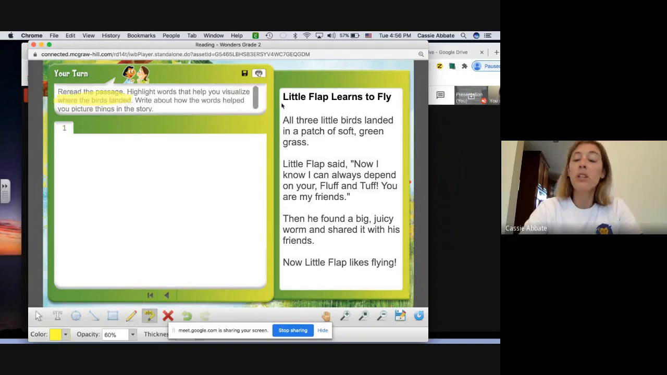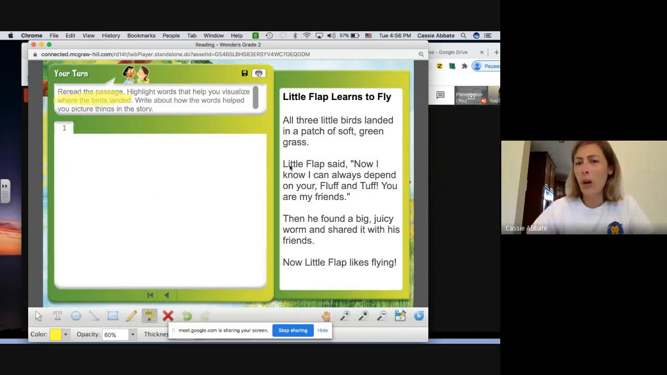Okay. So you guys are going to reread this text right here. You're going to picture in your mind where the birds landed. Draw a picture of it if you want, if that's what helps you instead of writing the words down. If you want to take your crayons and your markers, but of course, don't take all day doing it, right? This doesn't need to be a perfect artist drawing. But if it helps you to draw what you're picturing in your head, then I want you to do that.